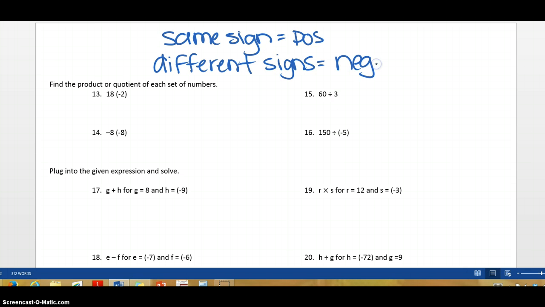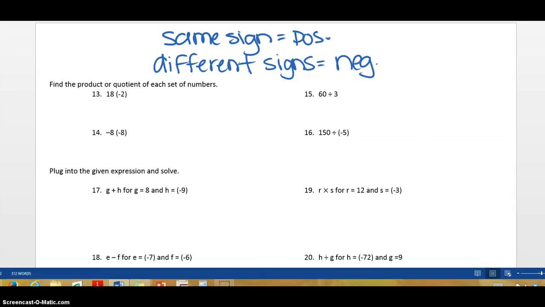Now this applies to both multiplication and division, and for same signs, a positive times a positive or a negative times a negative will always be a positive. So whether the numbers are negative or positive, the answer will always be positive as long as the signs are the same. Same thing for different signs, and this is again for multiplication and division.